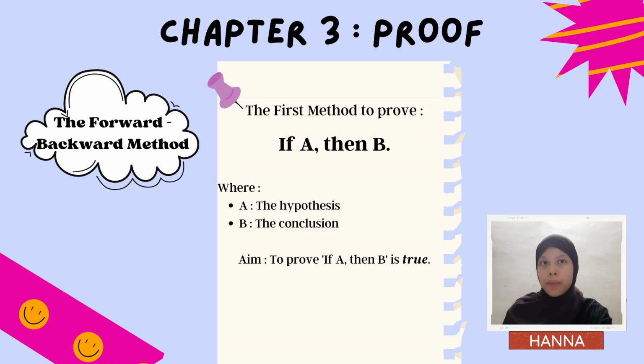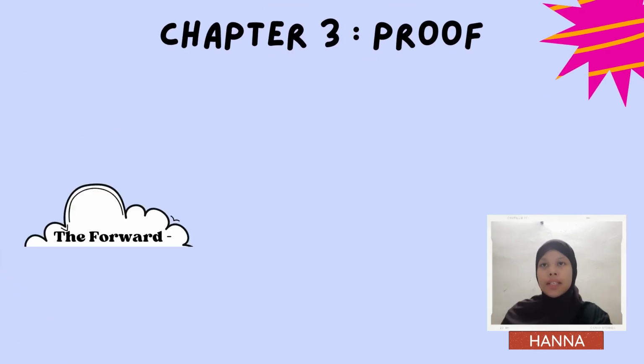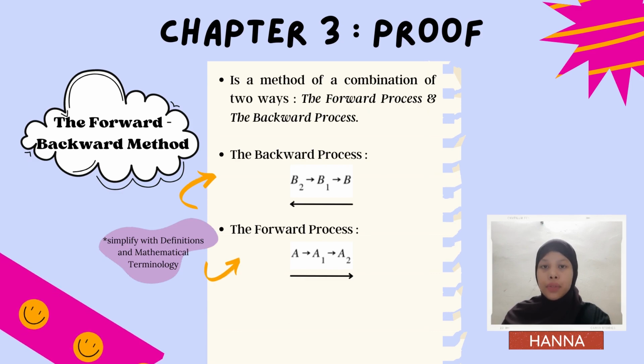The forward-backward method is the method to prove the conditional statement if A then B is true, where A is the hypothesis and B is the conclusion. Not just that, the forward-backward method is also the combination of 2 ways, which are the forward process and the backward process. To be more specific, the backward process is when we identify the conclusion and let it be B and analyze the sentence so we can simplify it into a mathematical statement by using the definitions and mathematical terminology. Same goes for the forward process.